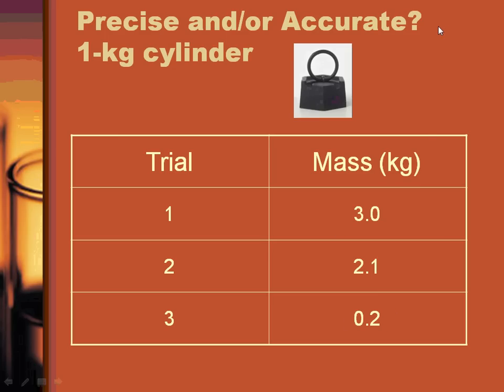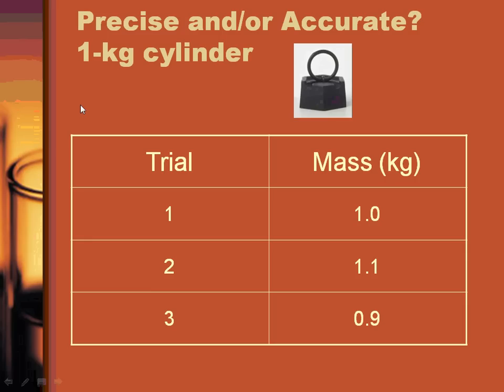Well, if you think about it, precise means they're close together. Well, these are not close together at all. So precise, not going to happen. All right, accurate, we know that the accepted or the correct mass should be 1 kilogram. These aren't anywhere near 1 kilogram, so it's not accurate either. All right, so this set of data, those students just must have been off completely.